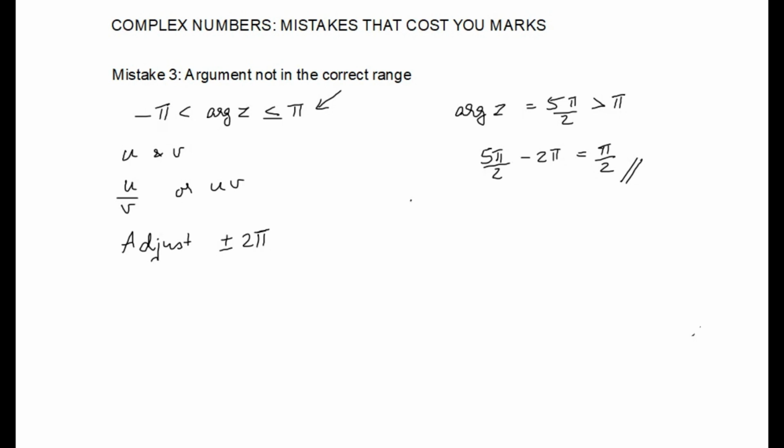Similarly, let's say you have the arg value of z as negative 3 pi by 2. Now, negative 3 pi by 2 also doesn't lie in the range minus pi to pi. And in this case, in order to bring it into the range, we're going to add 2 pi. So what do we get in this case? We get pi by 2.